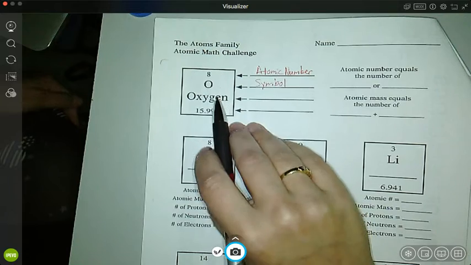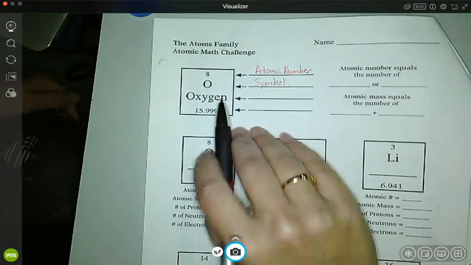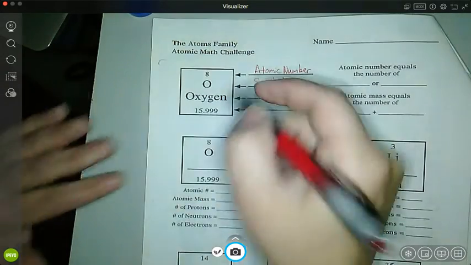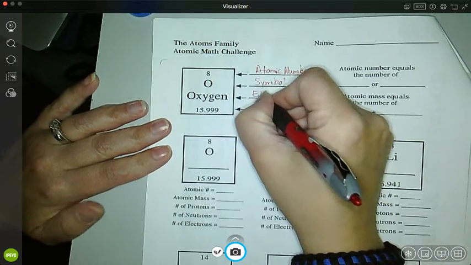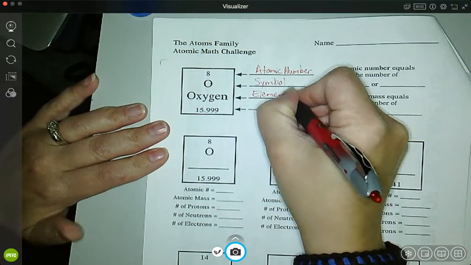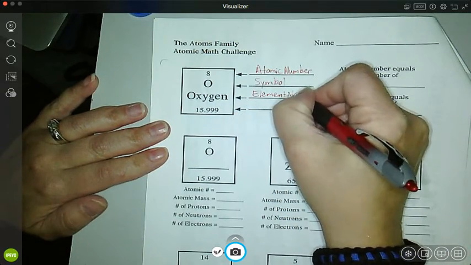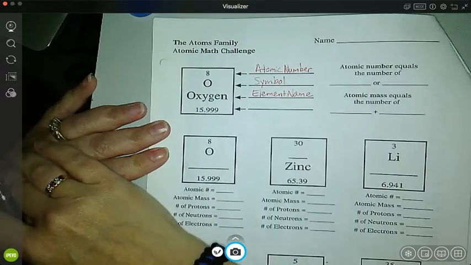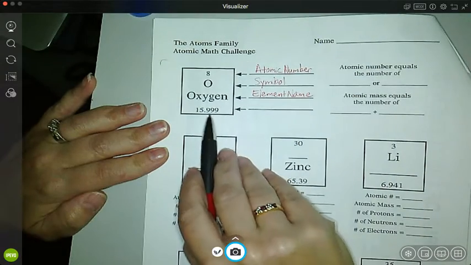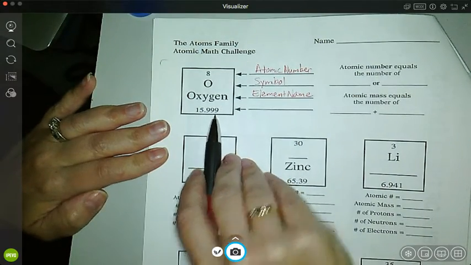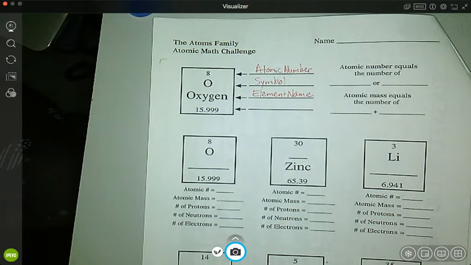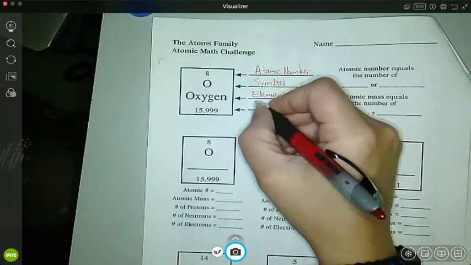When we see the full word oxygen, what's that going to be? The element name. And what's this last one going to be? Like 15.999. That would be the what? Mass. Very good.